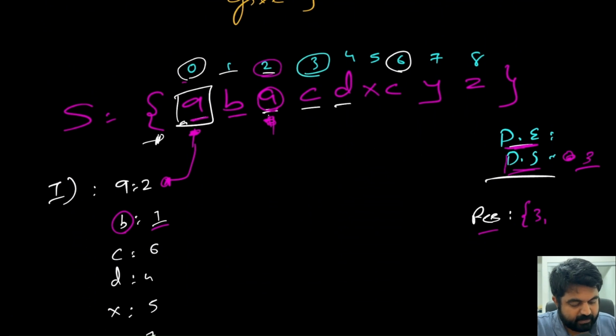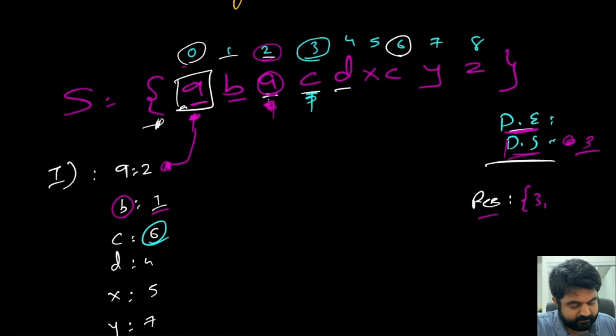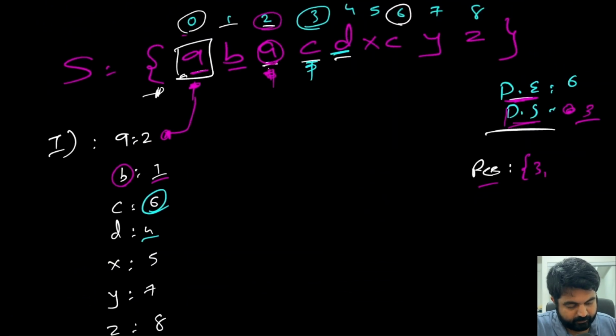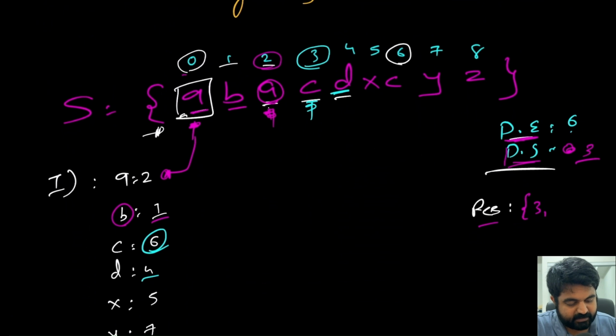Okay, so for the current C value, the last occurrence is 6 and the previous value was 2, but 6 is greater, so we are going to mark 6 as the current partition end. Now for this D, the partition end is going to be 4. So 4 is lesser than 6, so we don't need to do anything over here. In the same way, 5 is lesser than 6, so we don't need to do anything over here.